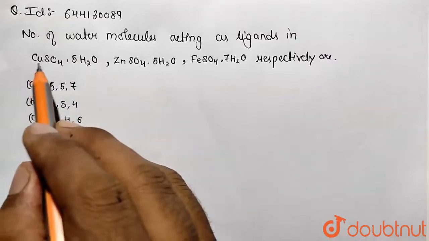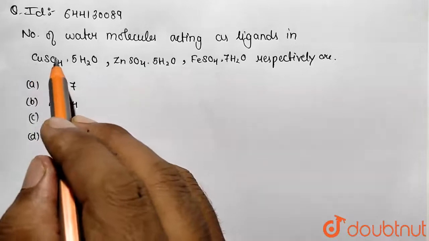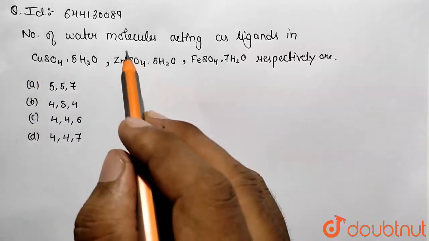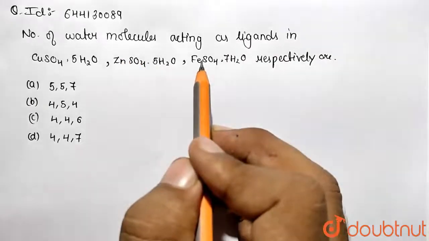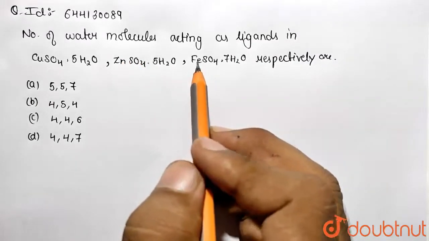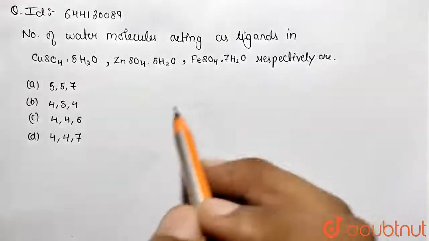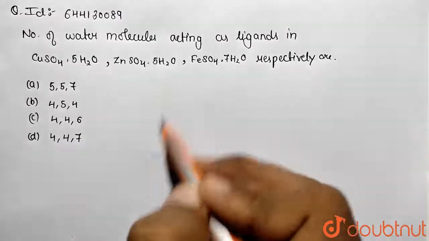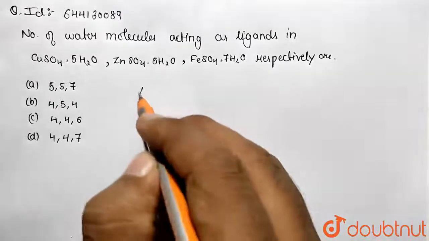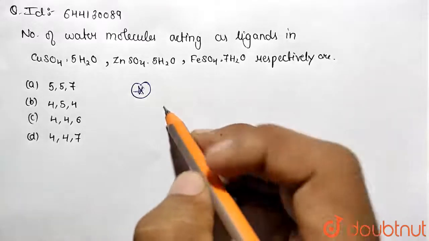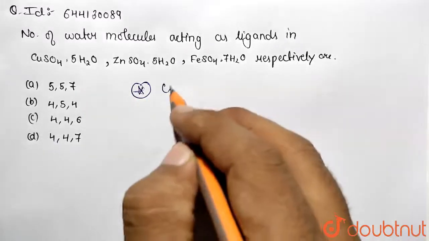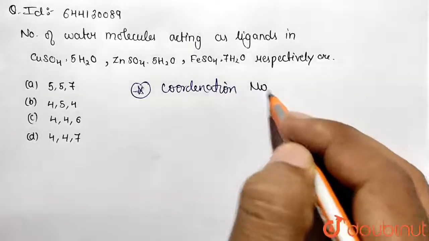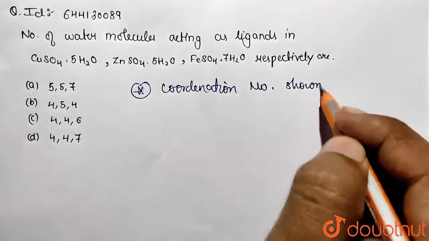If we see, the oxidation state of sulfate is -2, so copper correspondingly is +2. Here zinc is also going to be in a +2 oxidation state, and here iron also has a +2 oxidation state. By knowing the oxidation state, we can know their coordination number because we know how these are forming the given complexes. First of all, I am writing the coordination numbers shown by the respective ions.